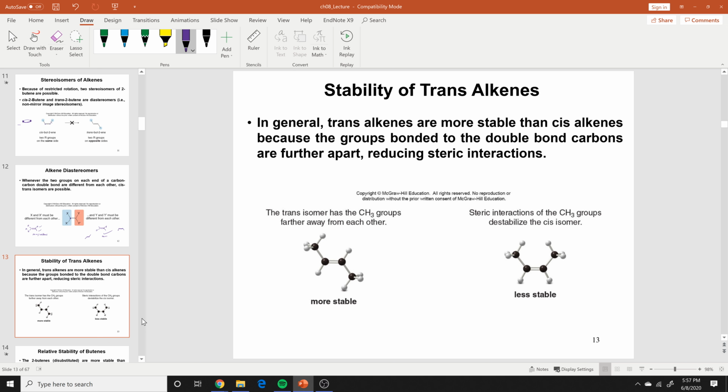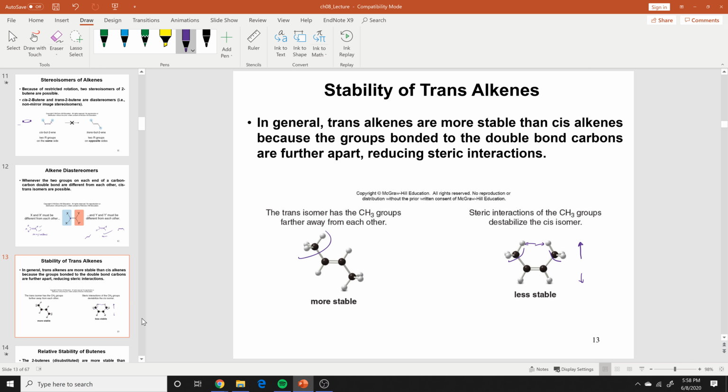For the cis, the CH3s here in this case are very close to each other. So see, there is basically repulsion between the CH3s. This is a steric interaction of both CH3s. It increases the energy of the structure. Increasing the energy of the structure decreases the stability. So cis is going to be less stable than the trans.